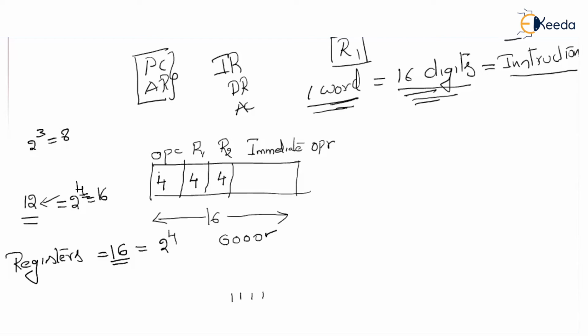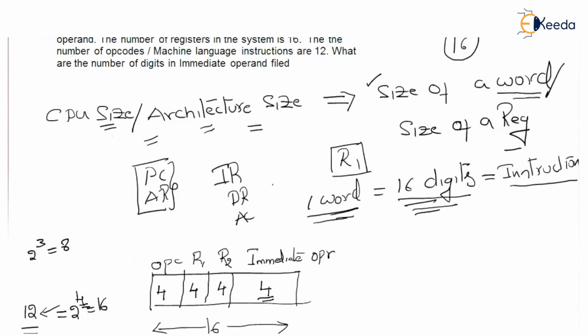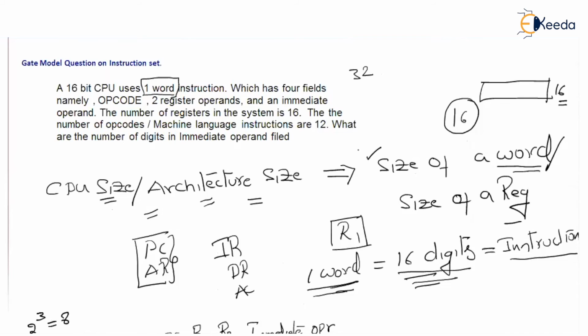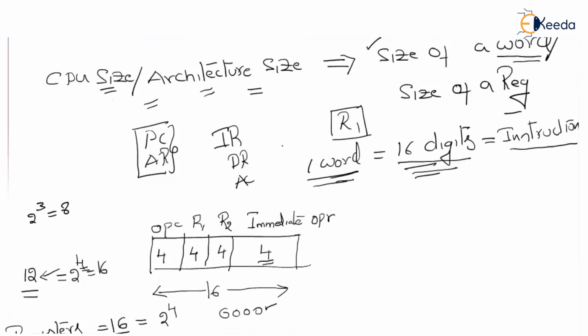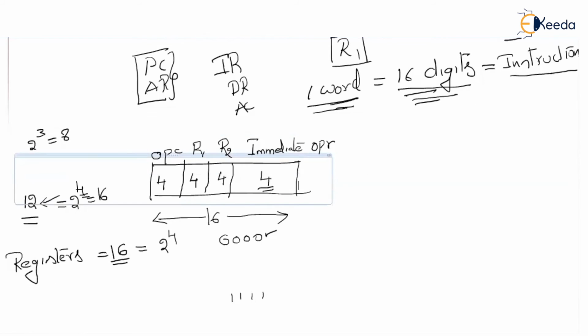So the total digits consumed for opcode, R1 and R2 are 4 plus 4 plus 4, 12. Now there is an additional field called the immediate operand field, which also requires 4 digits because 16 minus 12 is equal to 4. The question asked: what is the number of digits in the immediate operand field? It is 4. I hope you got it.